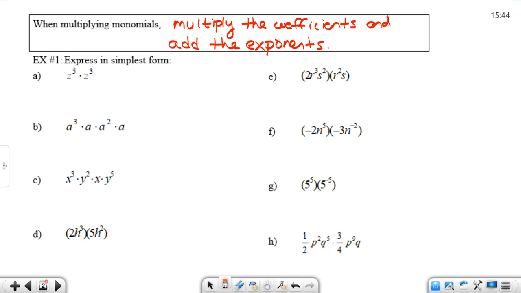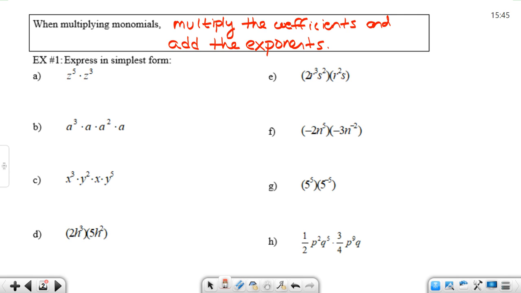And most of us should remember this from 8th grade, as you did cover multiplying like bases. So you guys might have heard it called multiplying like bases, which is very similar to multiplying polynomials here. So if we take a look at example 1, it says to express in simplest form. So guys, what we're going to really do is just reduce these down, hopefully to one term.